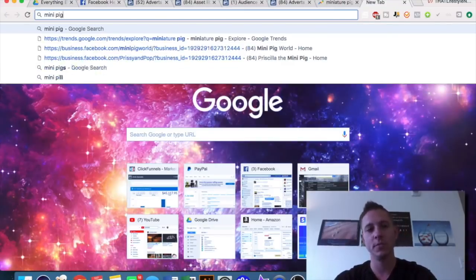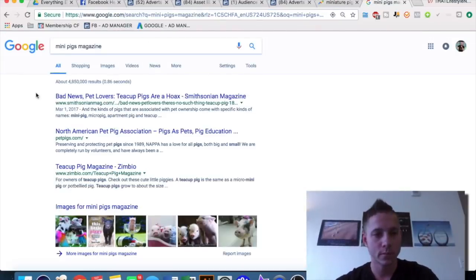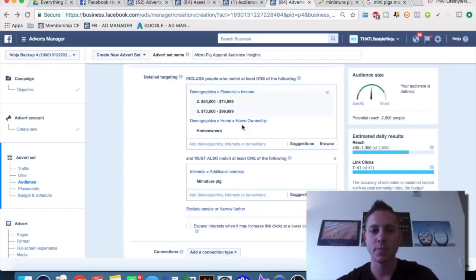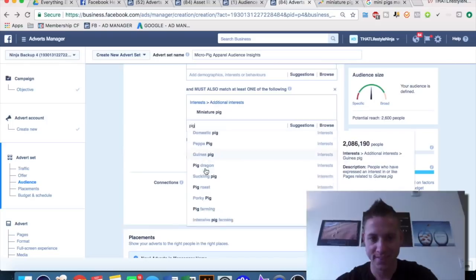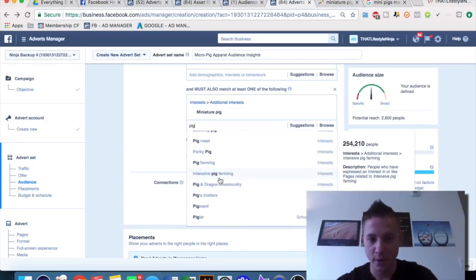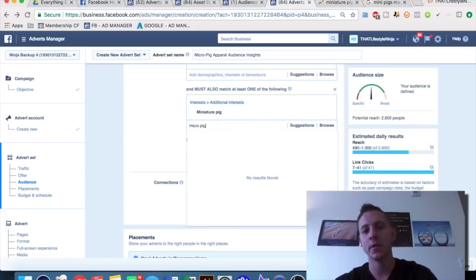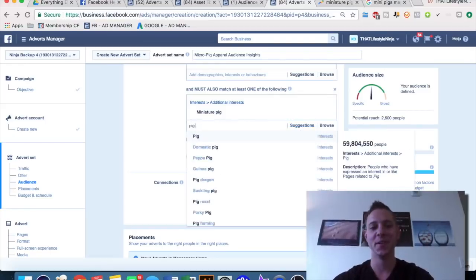So let's go mini pigs here. Let's see if we can find like a magazine or something like that. North American Pet Pig Association. Let's try Pet Pig. Let's just go pig and see what we see. Intensive pig farming. Let's try micro pig. Mini pig. Oink. Right, and so sometimes you have to get a little bit creative.